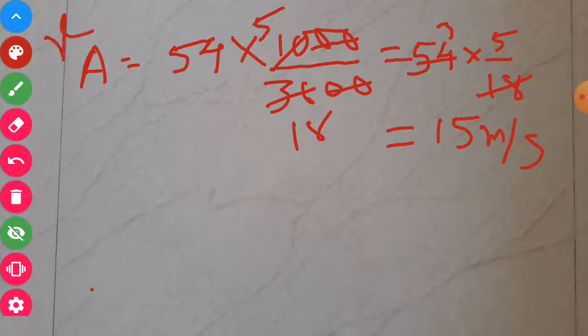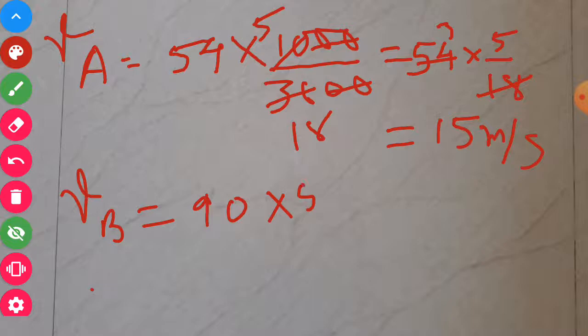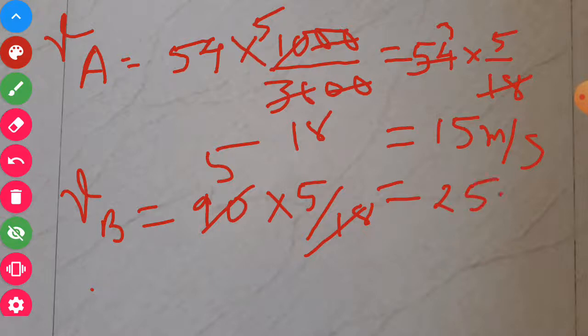Similarly, the speed of B you can find, it is 90, and directly multiplied by 5 by 18. So you will have that speed to be 25 meter per second. One is moving towards north, and the north moving train is A. We take it positive, then this train is moving towards south and we take its velocity to be negative.